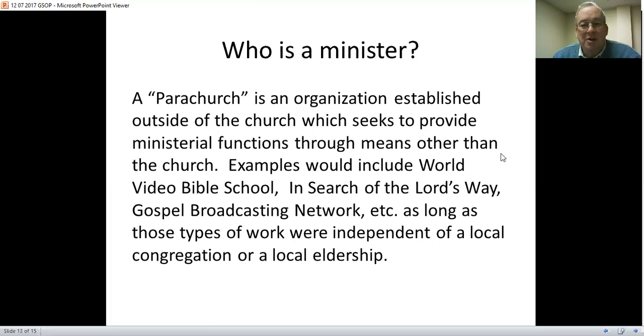So a minister, someone who works there for a parachurch organization, can be deemed to be a minister and is eligible to receive any and all of the tax breaks that a minister would get. And when I say tax breaks, the biggest one is housing allowance. But then there's some other issues that we talked about that we'll get into greater detail as we go through the discussion.